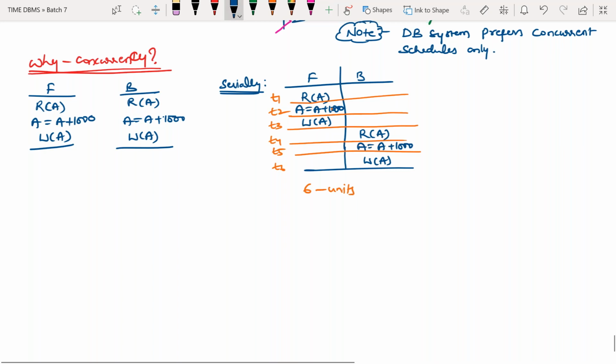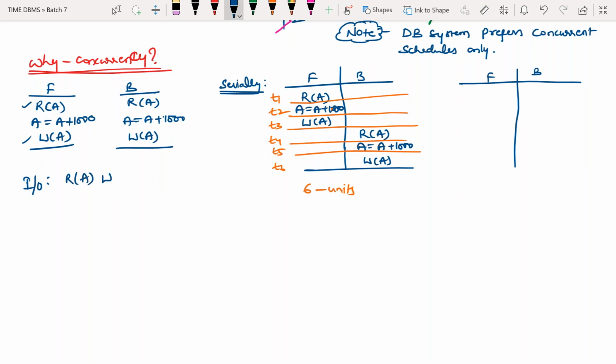Suppose these two transactions are to be executed simultaneously. And do remember, the transaction may have some IO operations. Read and write are called IO operations, input output operations. What are the input output operations? Read A, write A. And what are the CPU operations? A equal to A plus 1000 is a CPU operation.